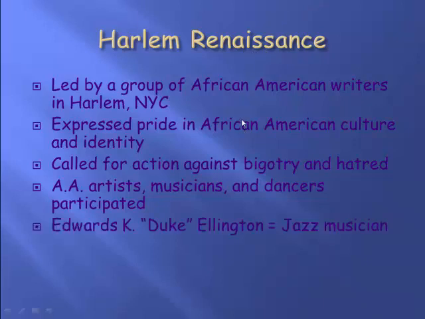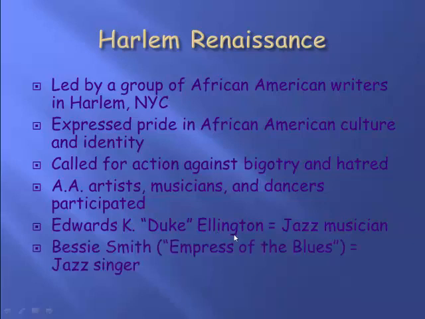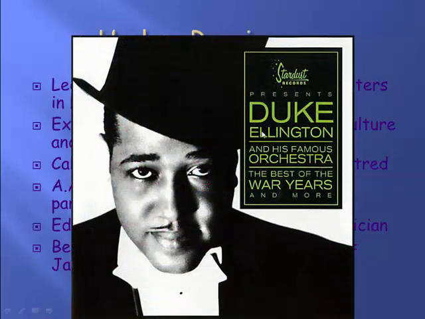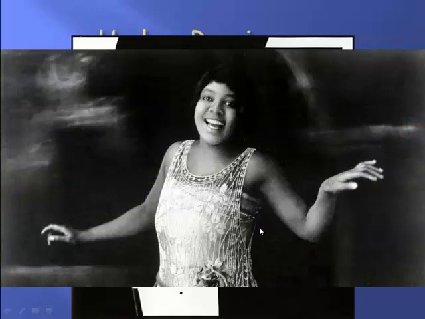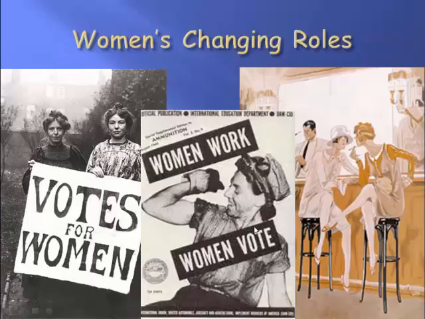Edward K. Ellington, his friends are going to call him Duke. You may have heard the name Duke Ellington, this jazz musician, right? And then Bessie Smith, the famous jazz singer from the 1920s, was known as the Empress of the Blues. So there's Duke Ellington, and then there's Bessie Smith singing her heart away. That's the type of music that people were listening to in those clubs.